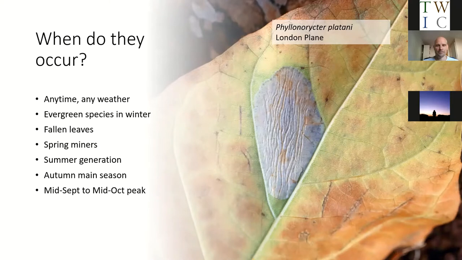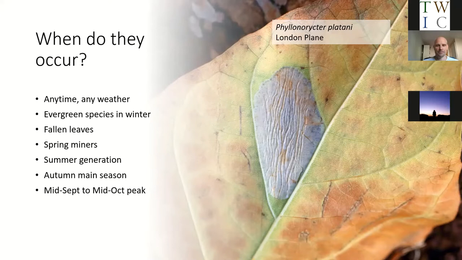As we move into winter, obviously a lot of trees and plants drop their leaves, but there are some evergreen species, and there are one or two species of leaf miner which can be found on these. And through the winter, it's also a good time of year to hunt through fallen leaf litter, particularly looking for blister mines. So the image here is a kind of blister mine. It's a good time of year to find those, particularly under oak trees.